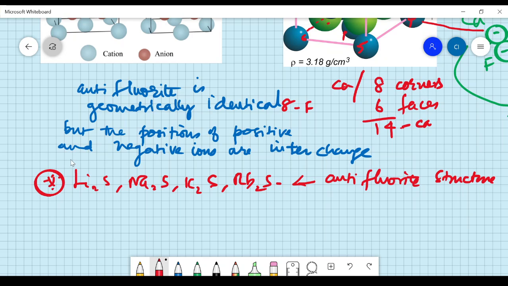The structure corresponds to the structure of the binary type MX2, or we just call it the AB2 type, where you have the sulfur atoms. The sulfur atoms are occupying the CCP arrangement, cubic close packing, according to FCC, face centered cubic arrangement.